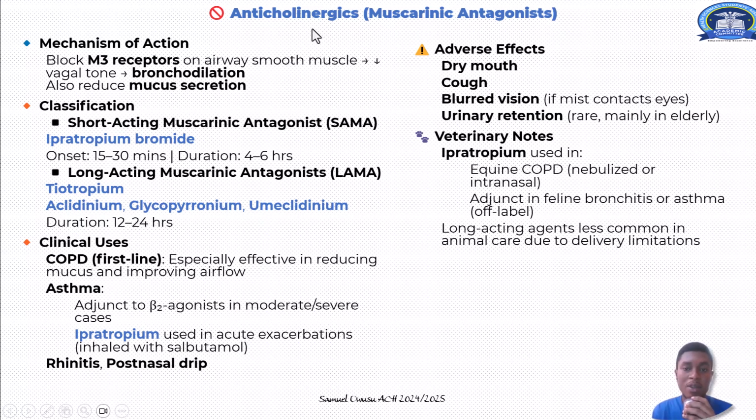Now because these are anticholinergics, they tend to cause some side effects. And the side effects are mostly remembered by the mnemonic DUMBBELS, okay? But the ones that I captured here are that they tend to cause dry mouth, cough, blurred vision, and urinary retention, especially in young adults and children. In vets, they mostly use ipratropium as well in equine COPD, and it's also used as an adjunct in cat bronchitis or asthma as well.